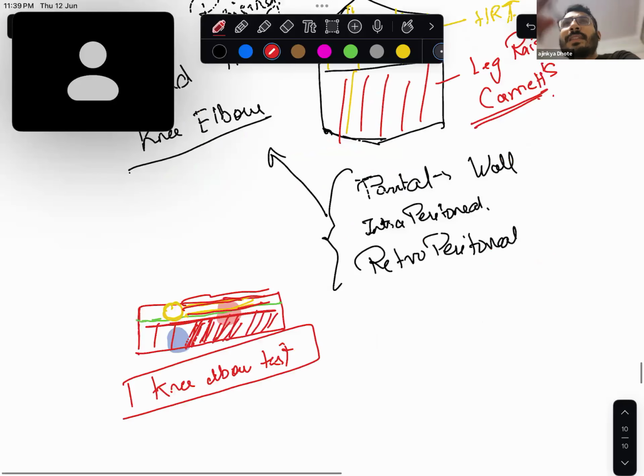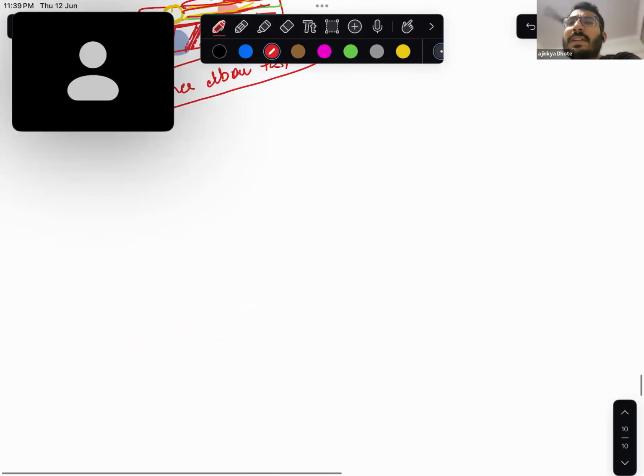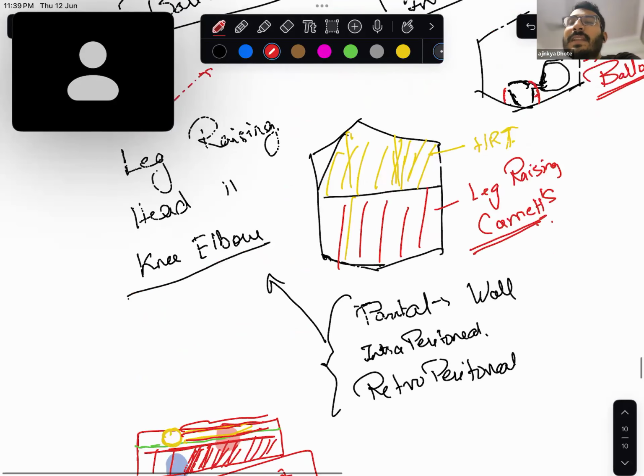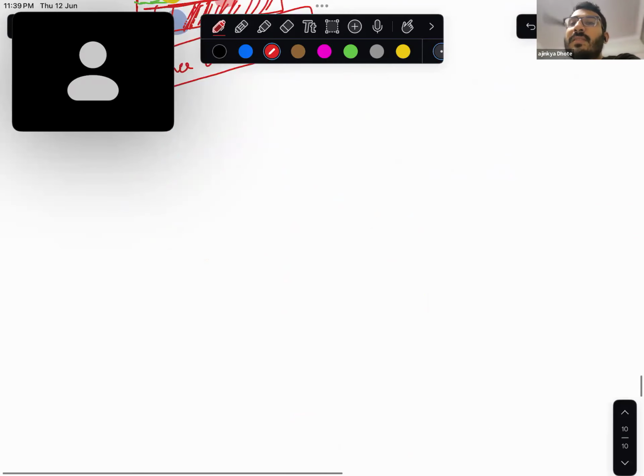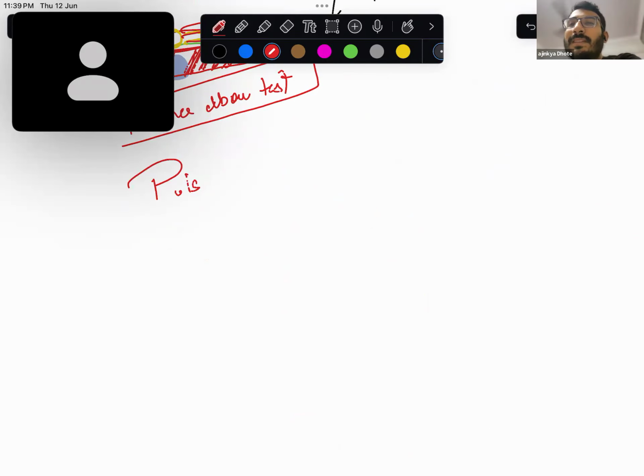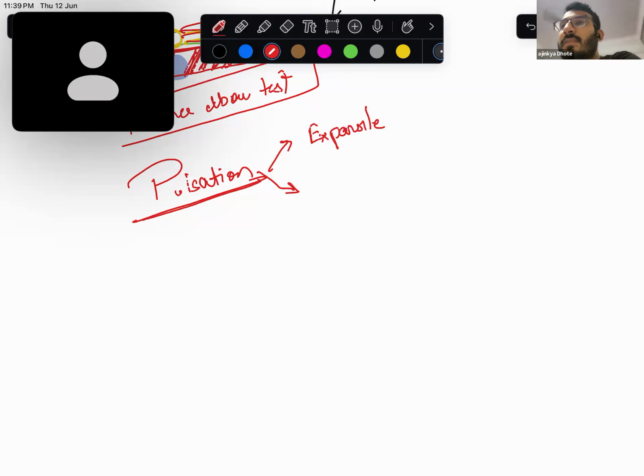Okay, this is most of the part of palpation that we have already discussed. Now there's just one thing remaining, which is pulsation. This time we are discussing all of this in somewhat more detail, but next time we can go a bit faster. Now, there are usually two types of pulsations that are seen. One is expansile pulsation, and one is transmitted pulsation.